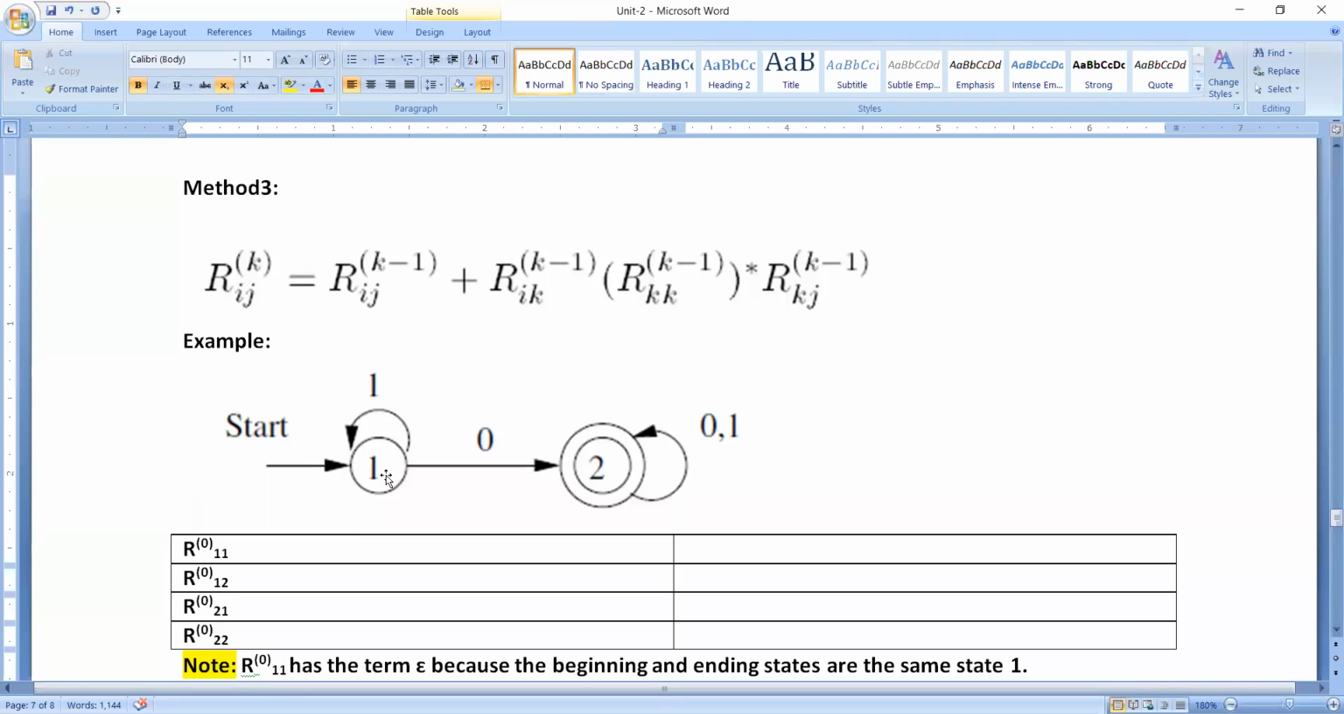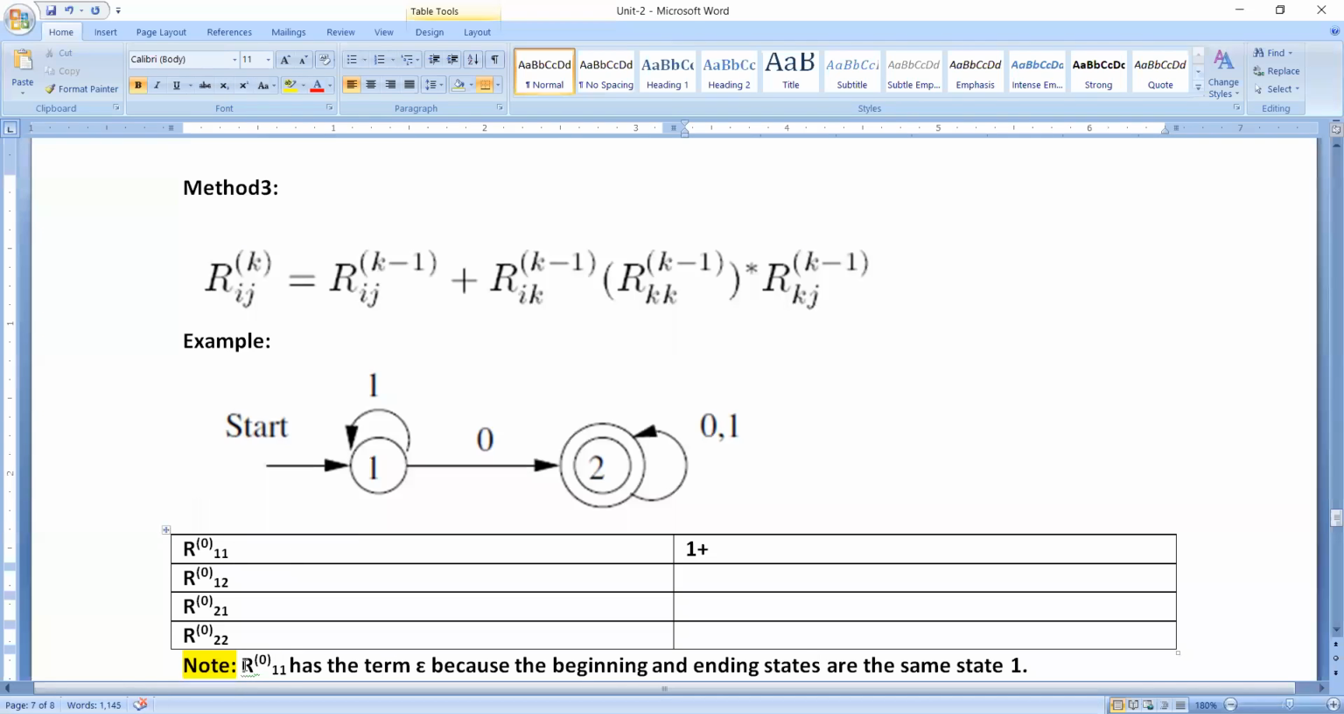Now what does this R power 0 subscript 1 1 represent? It represents what various paths or transitions are available without any intermediate transitions. Now if you have observed, on 1 to 1 we don't have any intermediate nodes. Straight away we have a transition. You can see here 1 to 1, and what input symbol? 1. So hence I am going to write 1 plus 1 plus.